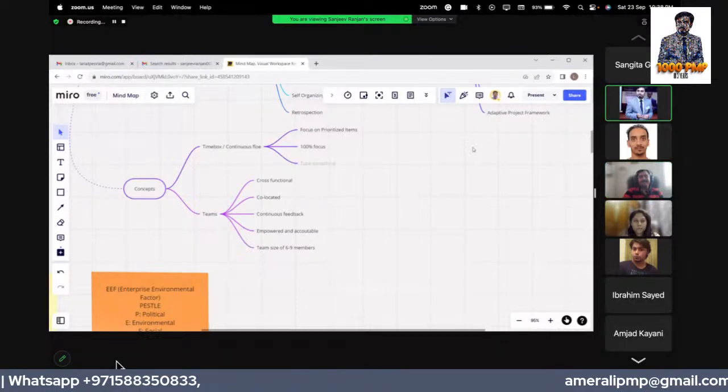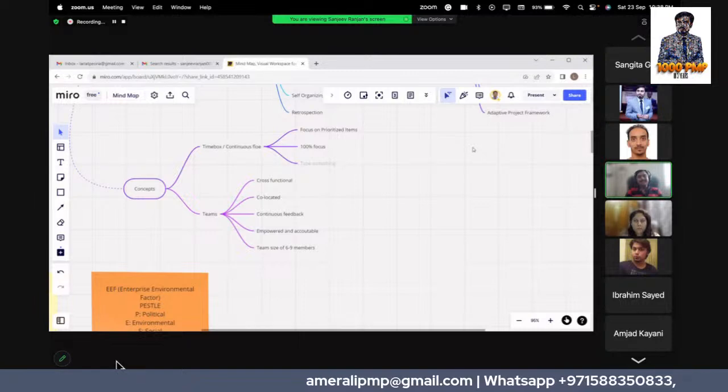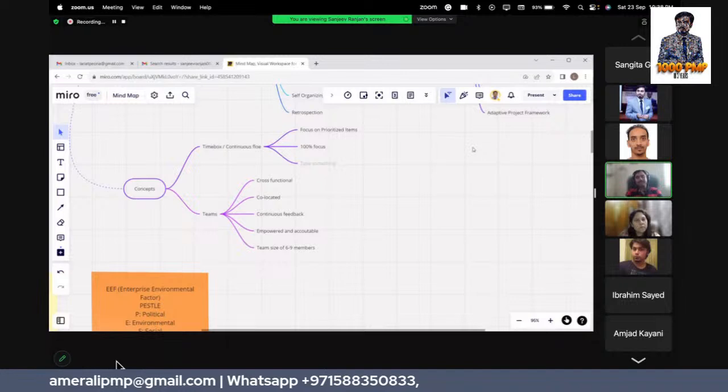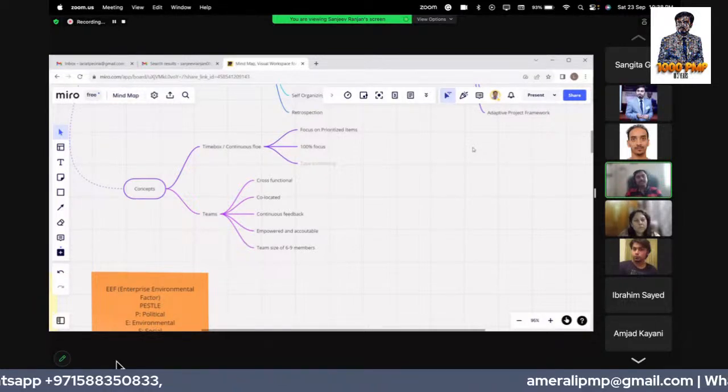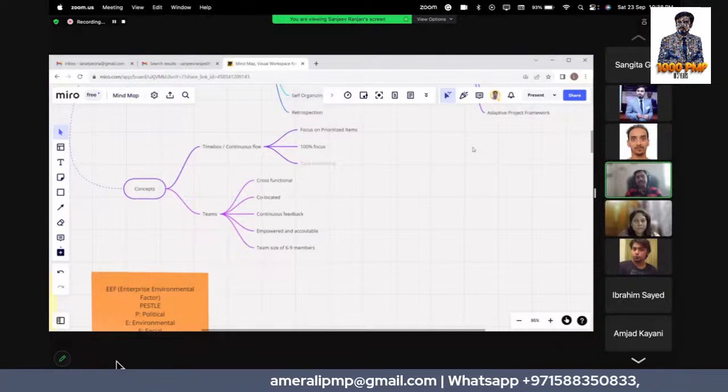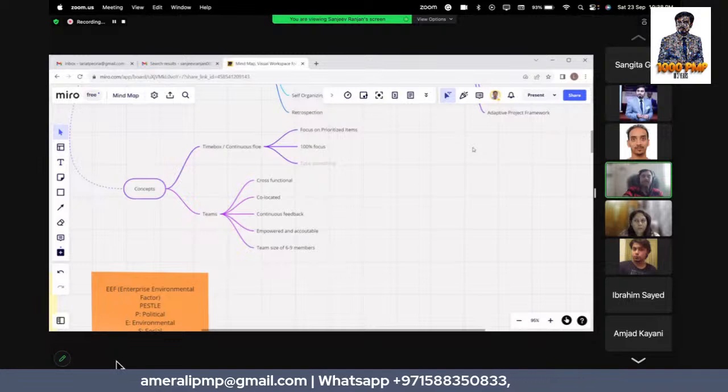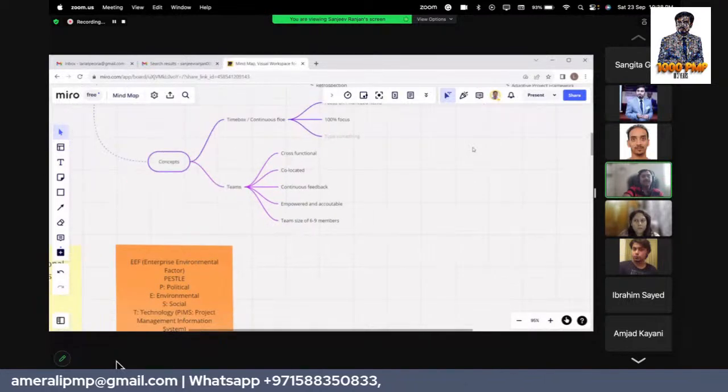Okay. The team concepts. Then time box, we have continuous flow. We focus on prioritized items. Our team should be 100% focused. Concepts in teams: we have cross-functional team, co-located team, continuous feedback, and an empowered and accountable team, with a team size of mostly 6 to 9 members. That's from the Agile Scrum perspective.